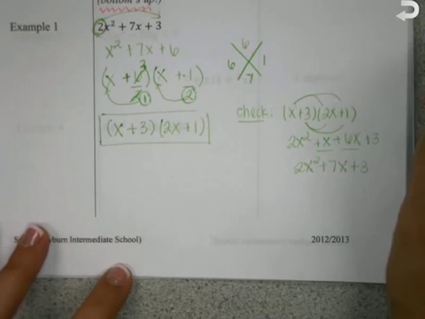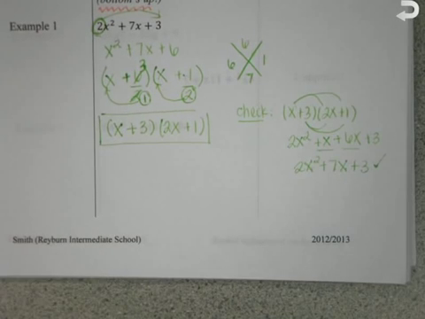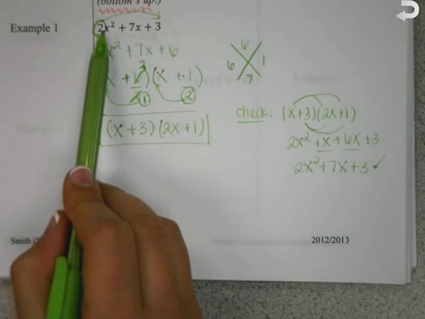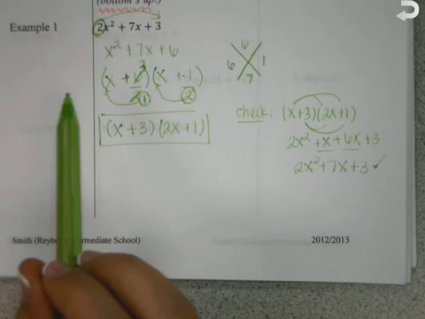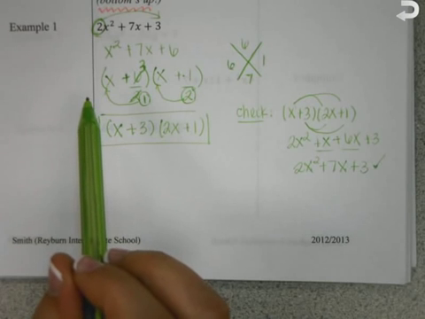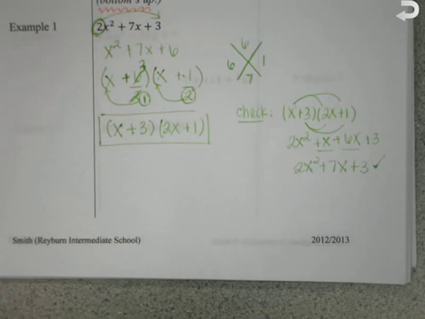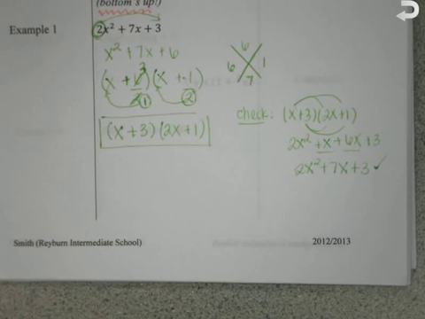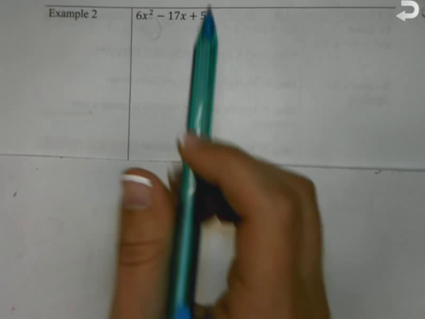So anytime you see a number in front of the x squared, you are automatically going to go to bottoms up. However, what do we need to always check for first? GCF, okay? Okay, example 2, 6x squared minus 17x plus 5.